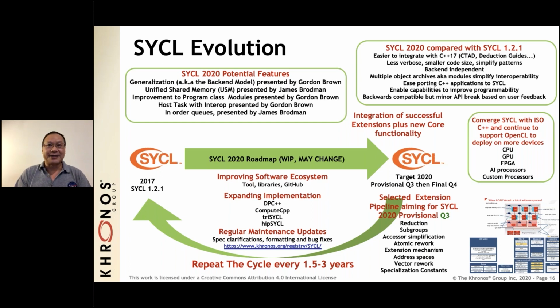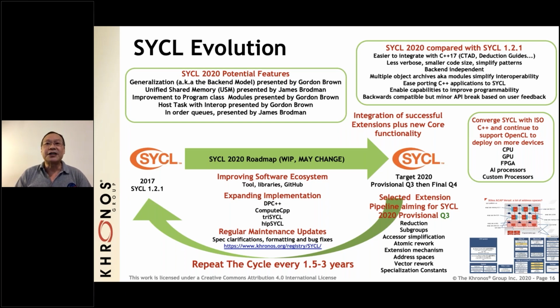So this is the main slide. It shows what might be in SYCL 2020. And in the top right box over here, you see our general, larger philosophy that we have followed in our design from SYCL 1.2.1 to SYCL 2020. We want easier integration with C++17, a less verbose language that has smaller code size and simplifies common patterns. We wish to enable multiple backends, but simplify interoperability, while at the same time easing porting of C++ applications to SYCL, improving programmability.